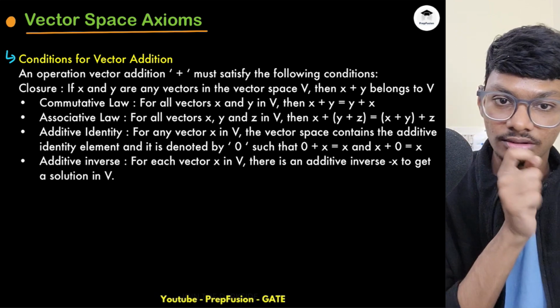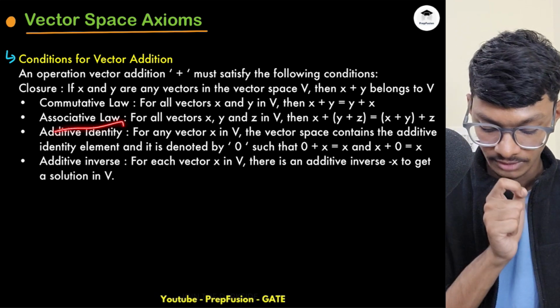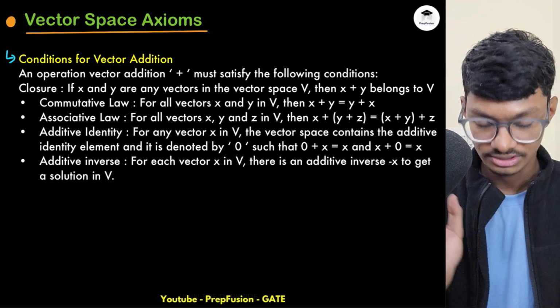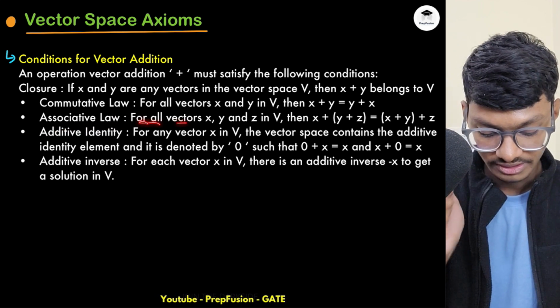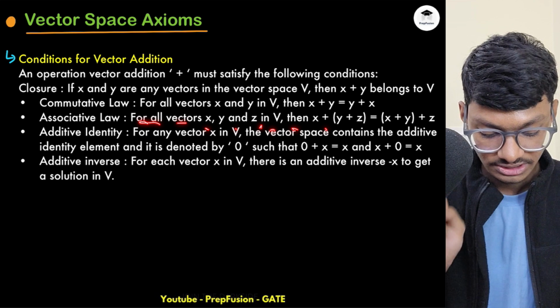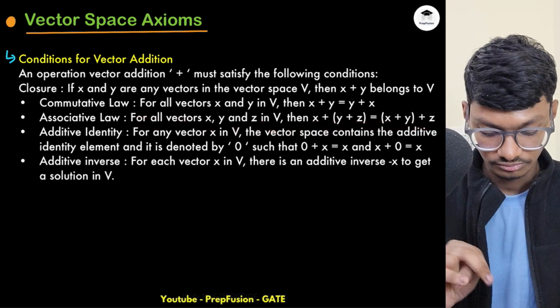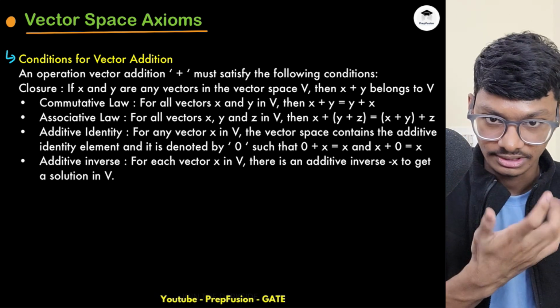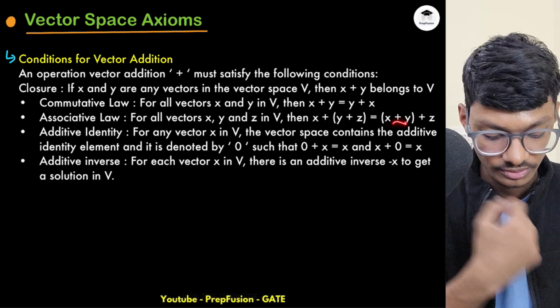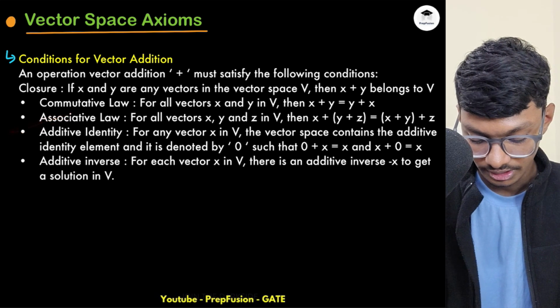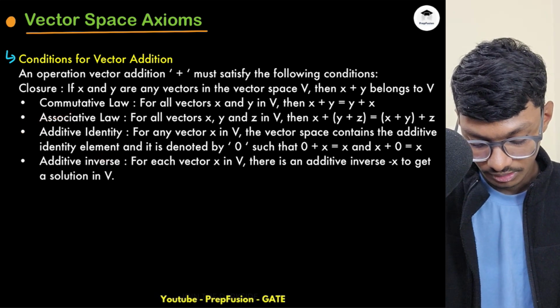Then x and y belong to the same vector space. Now, the associative law. What is the associative law? For all vectors x, y and z in V, (x + y) + z equals x + (y + z). Like, first you can add y plus z, then add x, or first add x plus y, then add z. It doesn't matter.